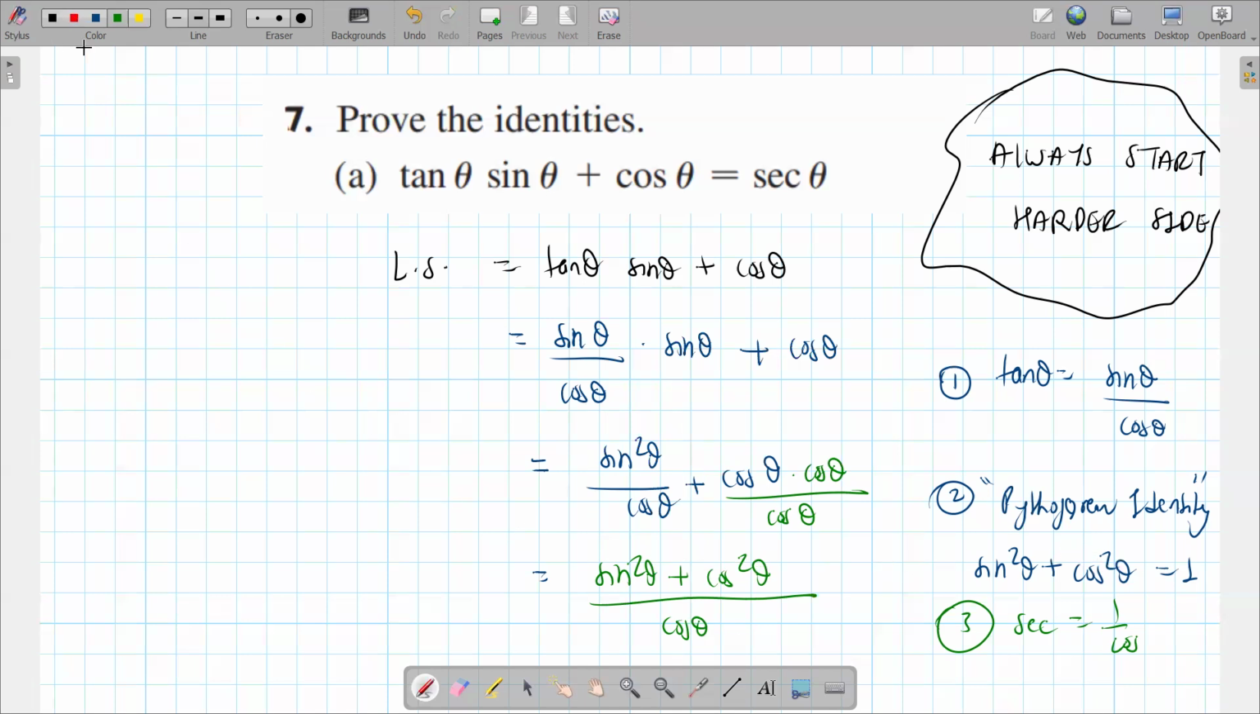1. It's 1. So this entire thing is a 1, and then you're left with 1 over cosine theta, which we know is secant theta, right? And there you go. That's the answer to this question. That's if you started on the left side, which is always advisable.